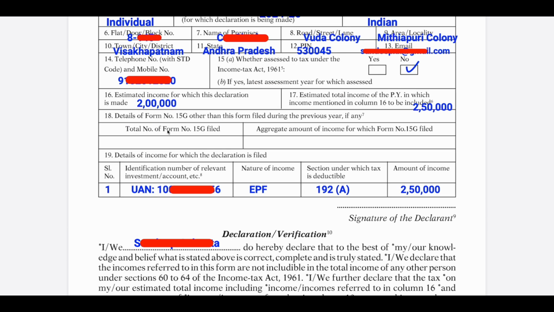If you have submitted any other Form 15Gs, for example, for fixed deposits or recurring deposits or post office deposits, then you have to include those details. Under total number of Form 15Gs, you have to mention the number of Form 15Gs you have submitted. And under aggregate amount, you have to mention the total amount for which you have submitted Form 15G.